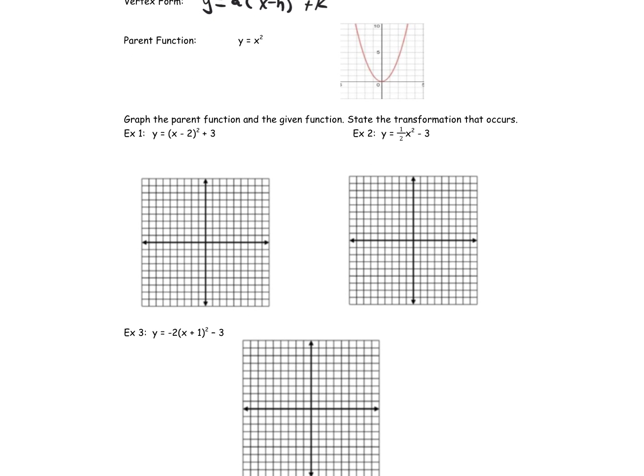All right, so we're going to graph the parent function and the given function, and state the transformations that occur. So the parent function is y equals x squared. We have 0, 0 as our vertex. Then we have points at 1, 1 and negative 1, 1. We have points at 2, 4 and negative 2, 4. And then 3, 9 and negative 3, 9. So that is our parent function there in the black outline.